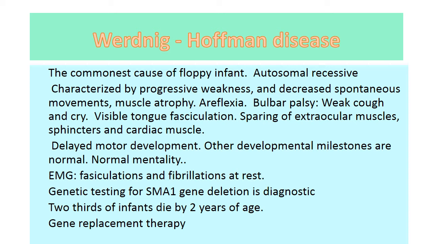EMG will show fasciculation and fibrillation at rest, and the diagnosis is mainly based on genetic testing for survival motor neuron protein gene deletion. Two-thirds of infants will die before the age of 2 years if they didn't receive the treatment, and the treatment for spinal muscular atrophy became available around 2018 in the form of gene replacement therapy.